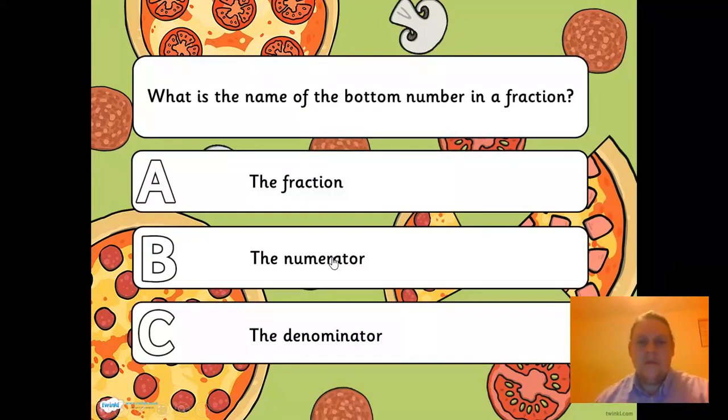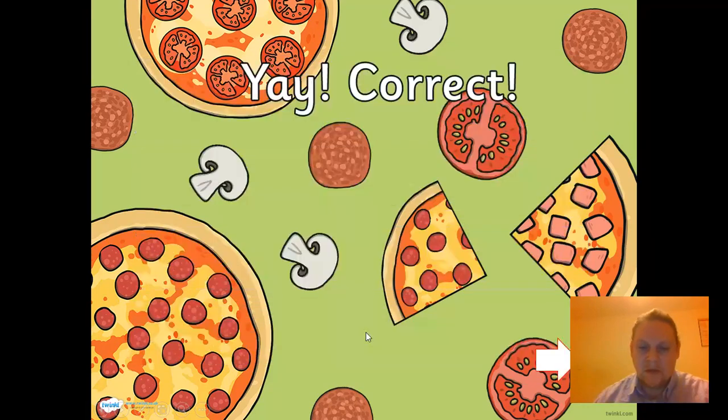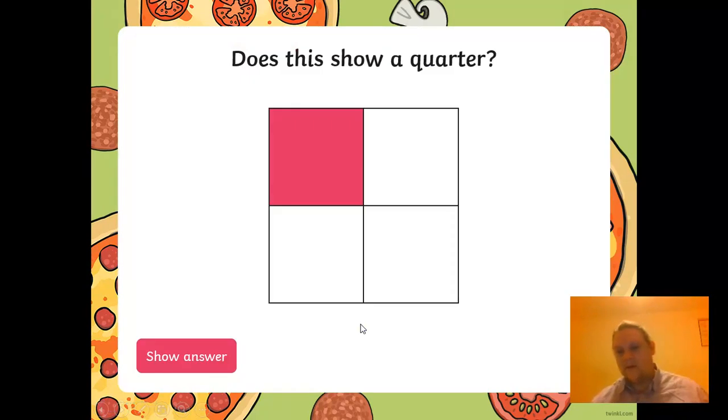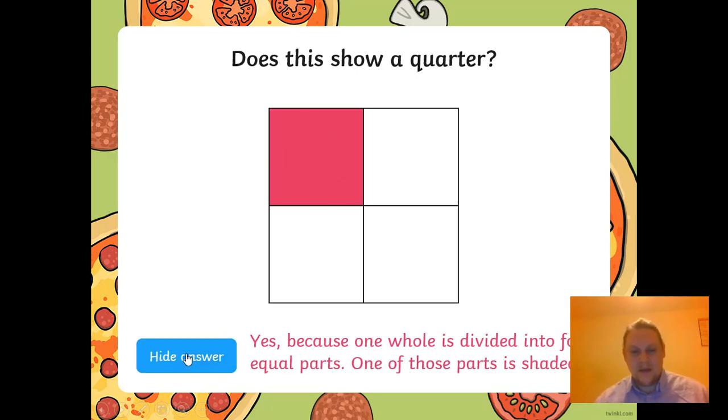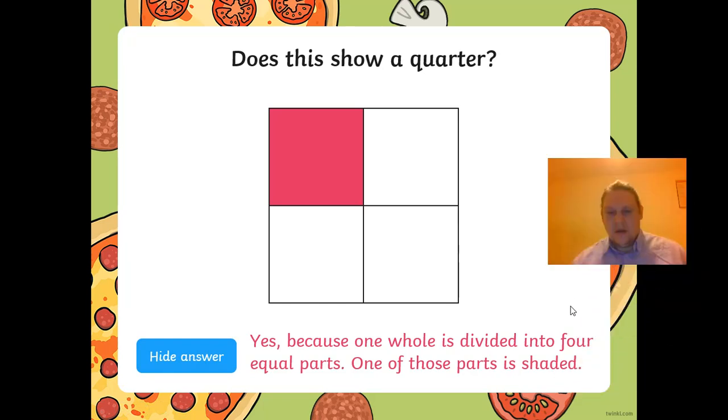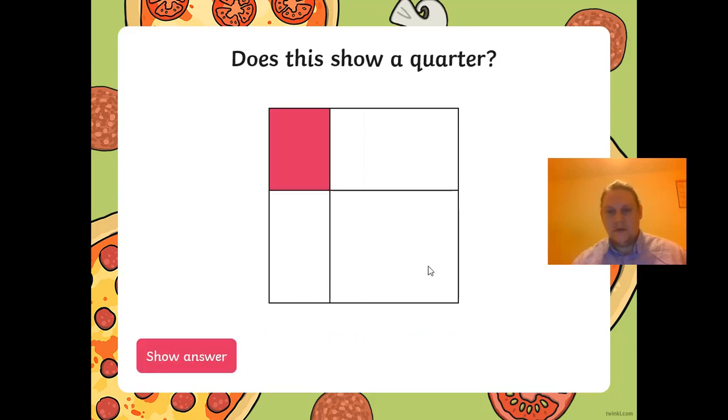What is the name of the bottom number in a fraction? Well, it's not called the fraction, is it? It's not called the numerator. We know that's the top number. It's called the denominator. We got it correct. Does this show a quarter? Well, for quarters, we need 4 equal parts. Has it got 4 equal parts? 1, 2, 3, 4. Yes, it does. A quarter means 1/4. Has 1/4 been shaded? Yes, it has. So yes, because one whole is divided into 4 equal parts and one of those parts is shaded. So it is a quarter.